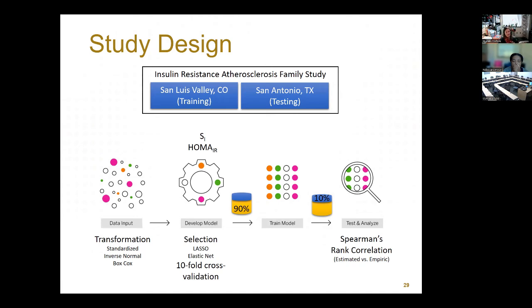So I've described the study design here, focusing on just our application in our Mexican American populations, but the same approach was used in applying the models that we built in Mexican Americans and looking for how they perform in our African Americans.